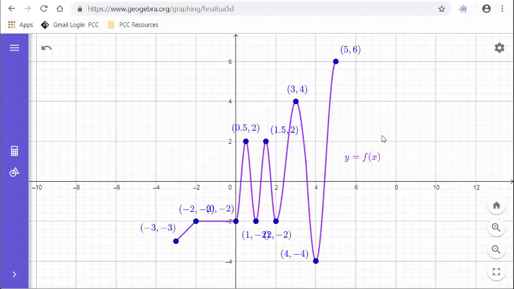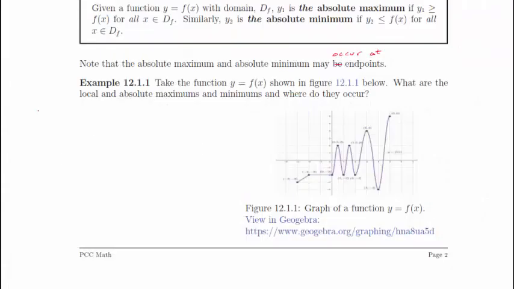-4 occurs when x is 4. 6 occurs when x is 5. So we'll go ahead and write that for our absolutes real quick before we talk about locals. So the absolute max equals 6, and it occurs at x equals 5, and the absolute min equals -4, and it occurs at x equals 4. So I'm not writing points here.